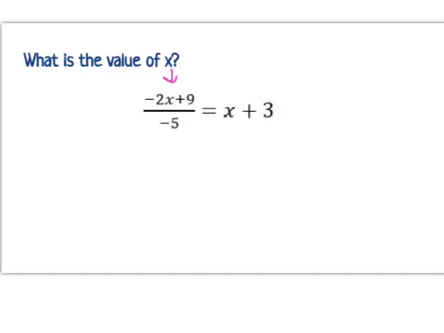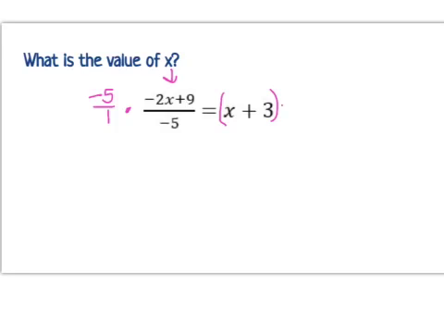Since I'm dividing that entire thing by -5, again, I'm always thinking about using the inverse operation when I'm solving equations. So the inverse of division is multiplication. So I need to multiply both sides by -5. We can think of this also as -5/1. And be careful on the right side. Again, I have to multiply the entire thing by -5.